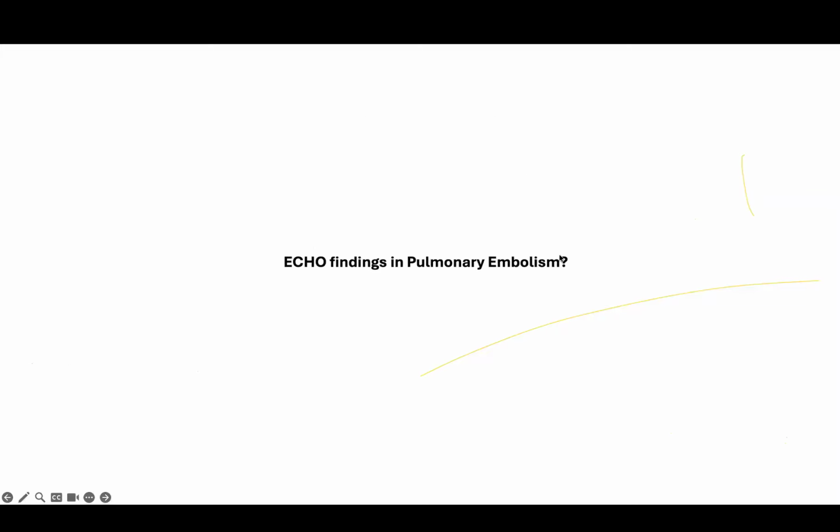So next question, what are the echo findings in pulmonary embolism? Okay, dilated RV, RV-LV ratio more than 0.6. Okay, now what else?